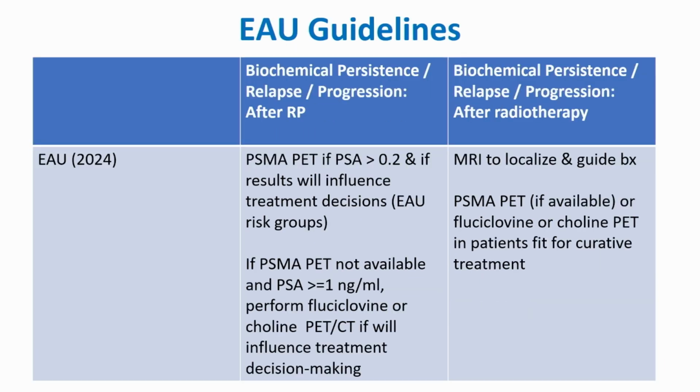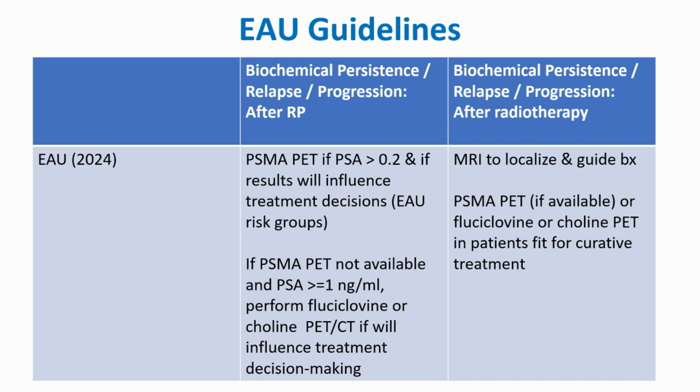For biochemical recurrence after radical prostatectomy, the EAU guidelines recommend a PSMA PET if the PSA is greater than 0.2 and if the results will influence treatment decisions. And that's key throughout the EAU guidelines. And we'll go into the risk stratification system briefly afterward. However, if a PSMA PET is not available and the PSA is greater than or equal to 1, you can perform a fluciclovine or a choline PET CT, once again, if it will influence treatment decision making.